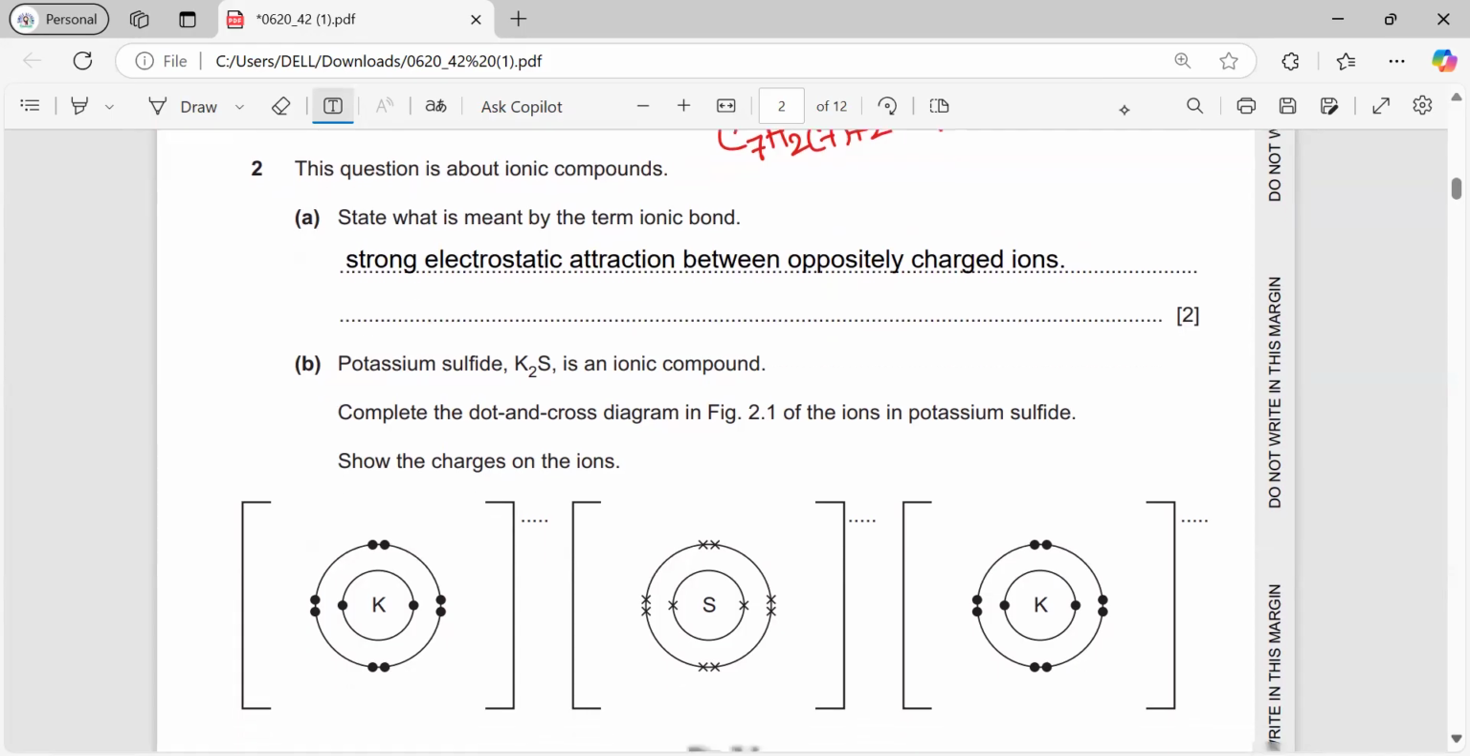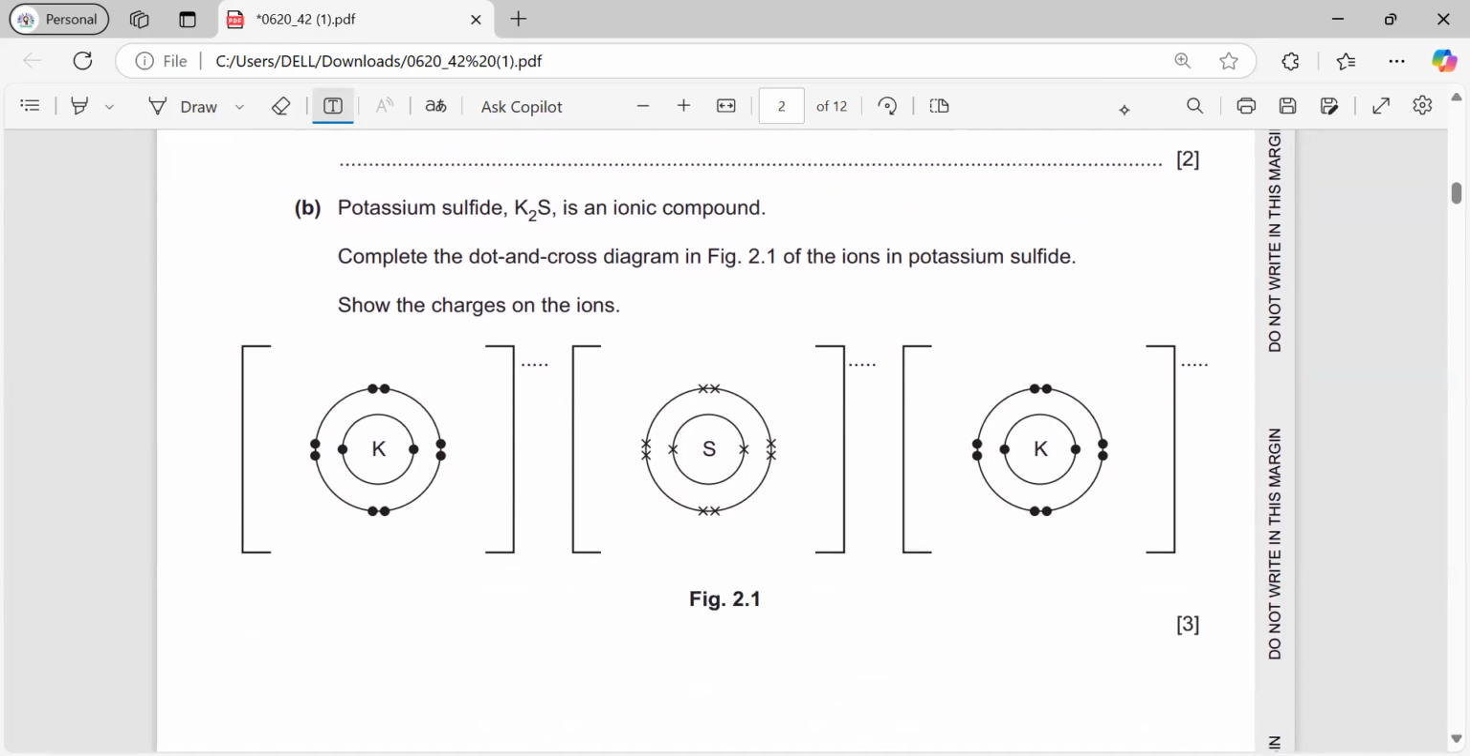Potassium sulfide is an ionic compound. Complete the dot and cross diagram for the ions in potassium sulfide. So we have here potassium and sulfur. So 2 potassium and 1 sulfur. In potassium, there are a total of 19 electrons, so its configuration will be 2, 8, 8, 1. And sulfur has 16 total electrons, so its configuration will be 2, 8, and 6.